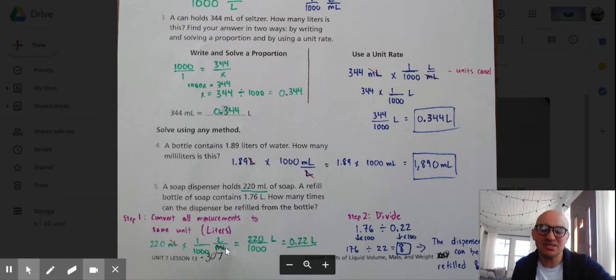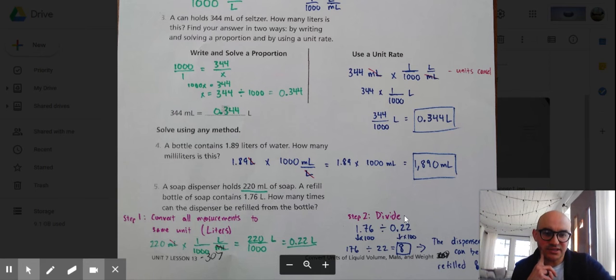Once again, the milliliters units cancel one another out, and I'm left with 220 times 1 over 1,000, which equals 220 over 1,000, which equals 0.22 liters. So my answer is 0.22 liters. That's what 220 milliliters is equivalent to. But I'm not done here. Now I have to think, okay, I have 1.76 liters. I need to find out how many times 0.22 liters fits into 1.76 liters.